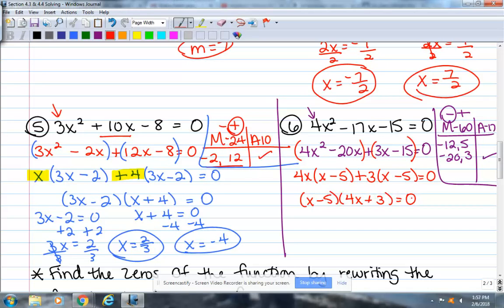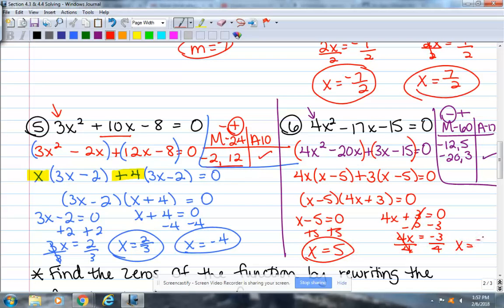So any questions on that? We did the hard part. Now it's the easy part. Set each one equal to 0. So 4x minus 5 equals 0. And 4x plus 3 equals 0. So add 5. 4x equals 5. And then over here we subtract 3. 4x equals negative 3. Divide by 4. And x equals negative 3/4.